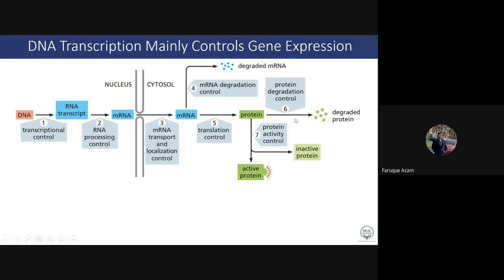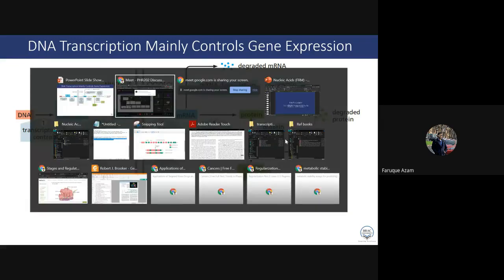And the other one is the protein activity control. So like the modifications can be done. One modification can turn an inactive protein into an active one, so it can go in reverse. The modification can control the activity, and it can render the protein inactive from an active one. So these are the seven different steps where gene expression can be controlled.